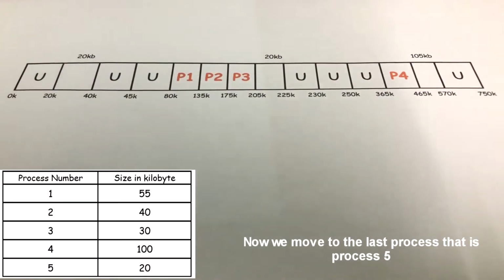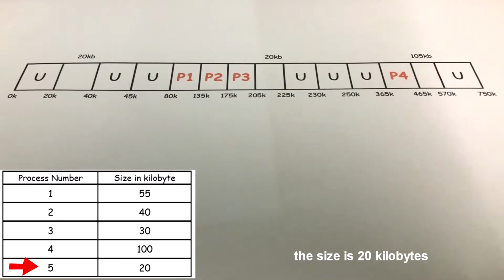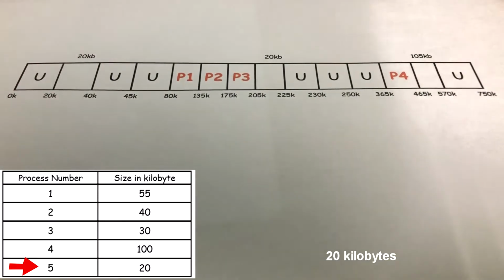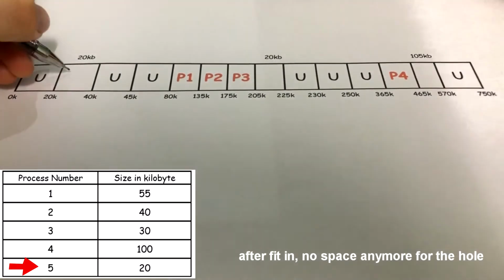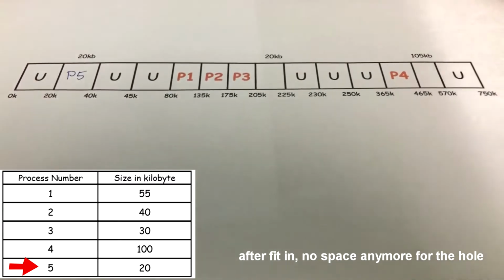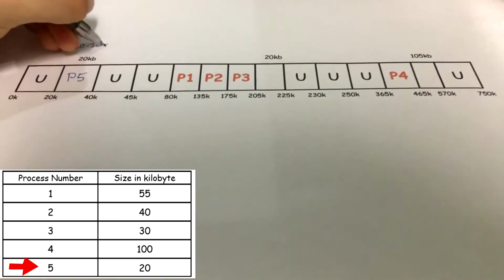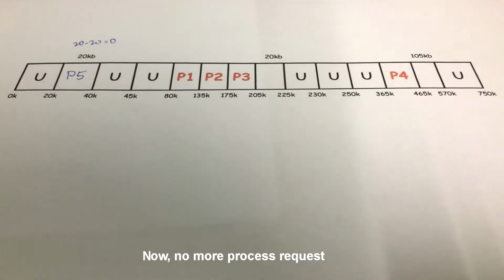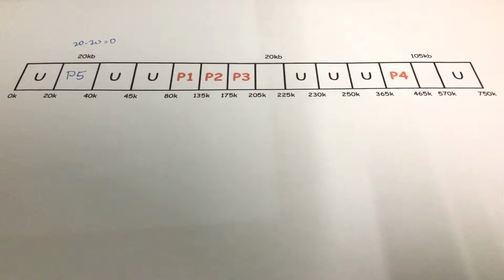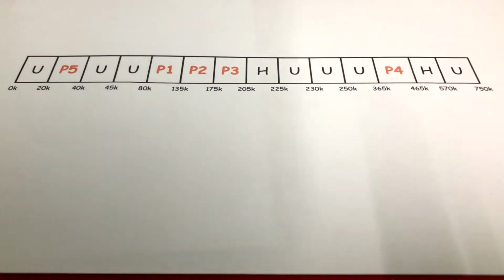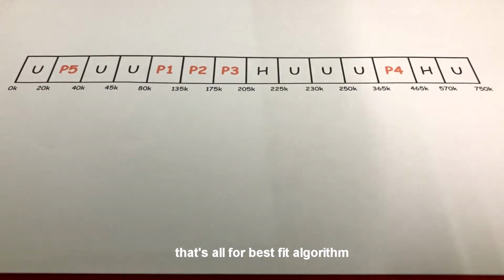Now we move to the last process, process 5. The size is 20 kilobytes. The best hole to fit process 5 is this hole, 20 kilobytes. After fitting in, there is no space anymore in the hole. Now, no more process requests. We label out all the information. That's all for the best fit algorithm.